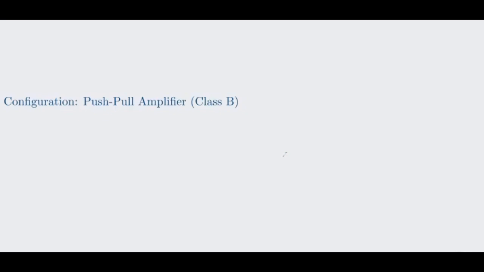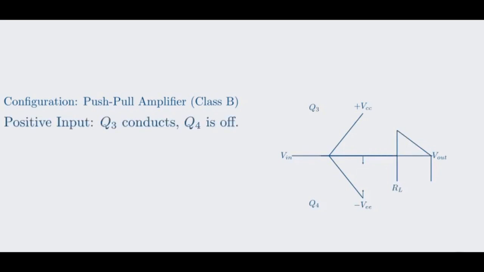The most common configuration for the output stage is a push-pull amplifier, typically using a complementary pair of transistors, like an NPN and a PNP, connected in a Class B configuration. When the signal from the gain stage is positive, the NPN transistor, Q3, conducts, pulling current from the positive power supply and pushing it into the load. The PNP transistor, Q4, is off. When the signal is negative, the PNP transistor, Q4, conducts, pulling current from the load and sinking it to the negative power supply. The NPN transistor is off.